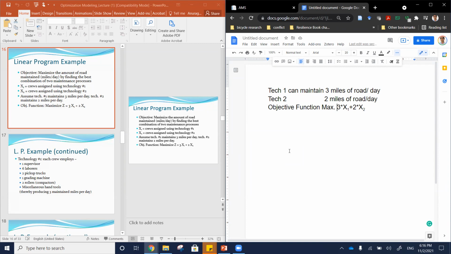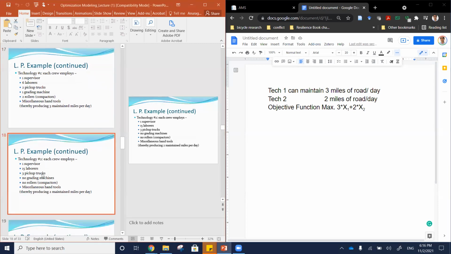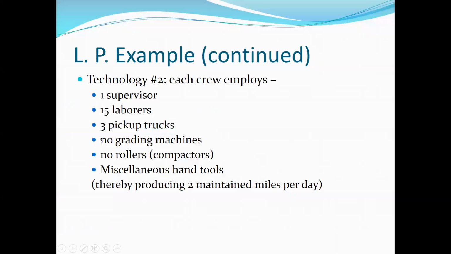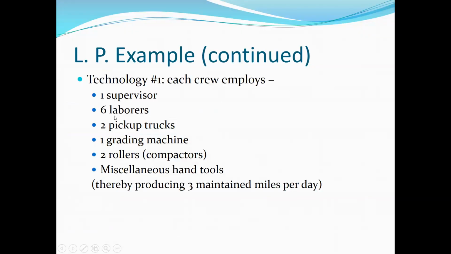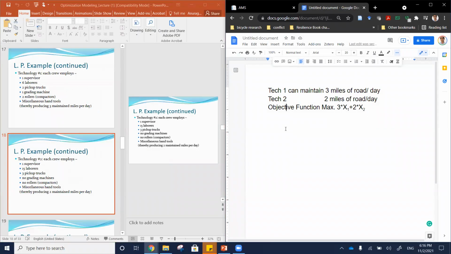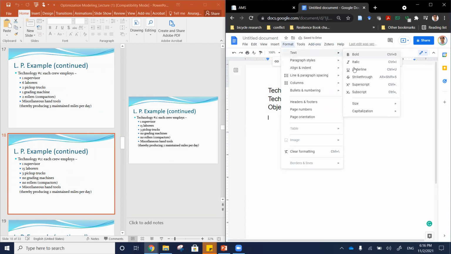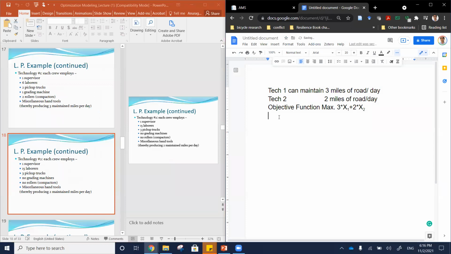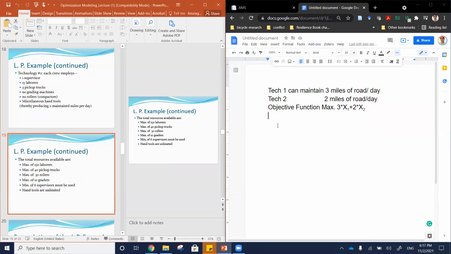And then we were given these 2 slides, and we were trying to write the constraint. If you look at the left-hand side of this, technology 1 employs 1 supervisor, 6 laborers, 2 pickup trucks, 1 grading machine, and 2 rollers. And technology 2 deploys 1 supervisor, 15 laborers, 3 pickup trucks, no grading machine, no rollers, and miscellaneous hand tools. Now, we were going to write some constraints based on this, because the amount of resources available are fixed.